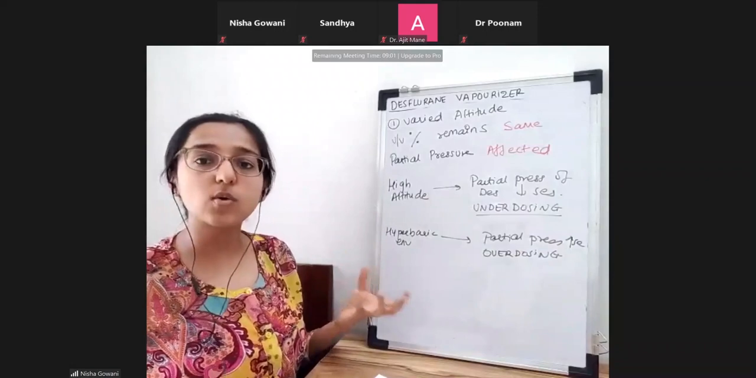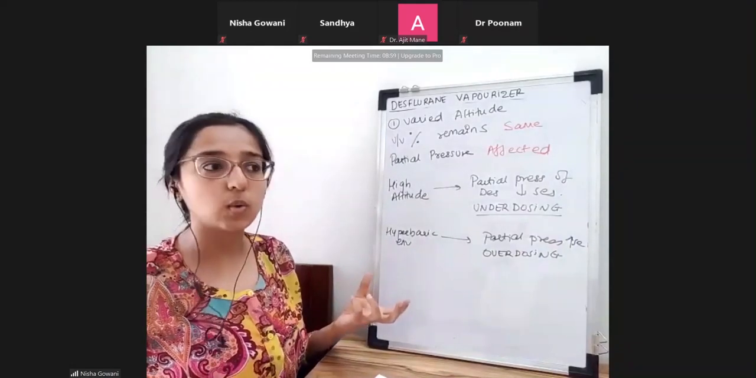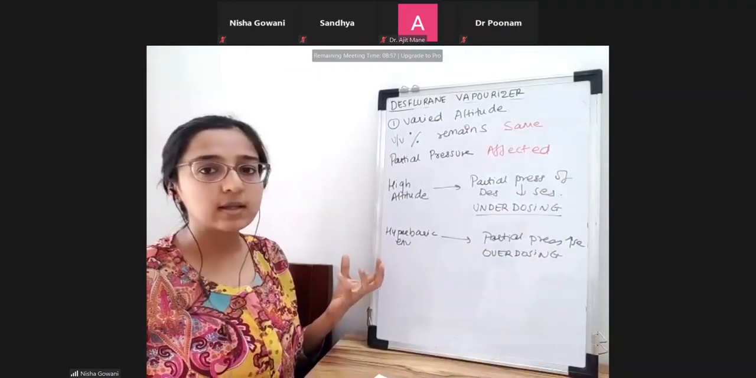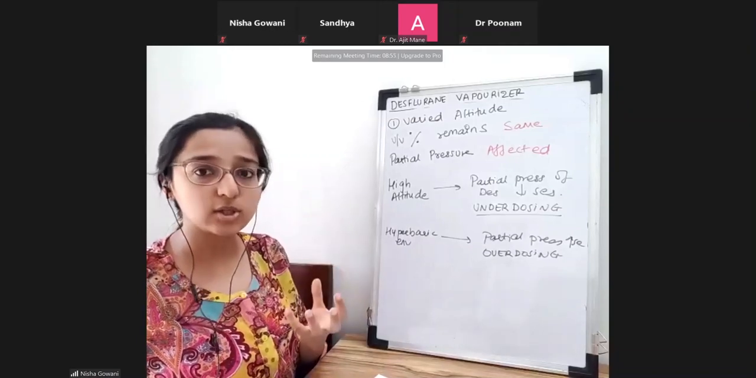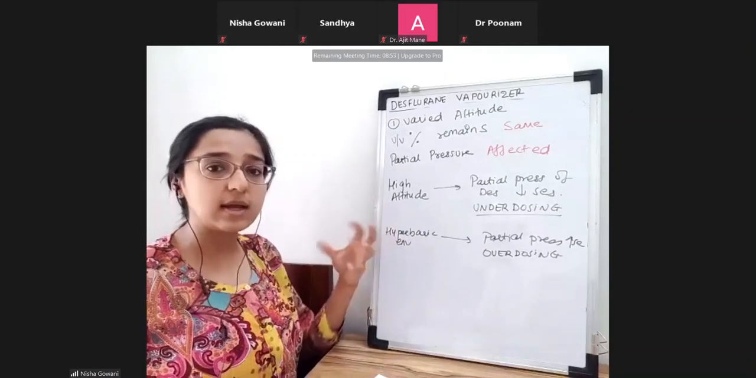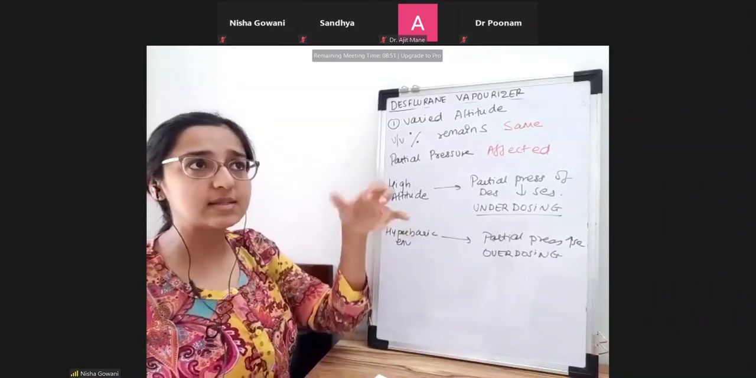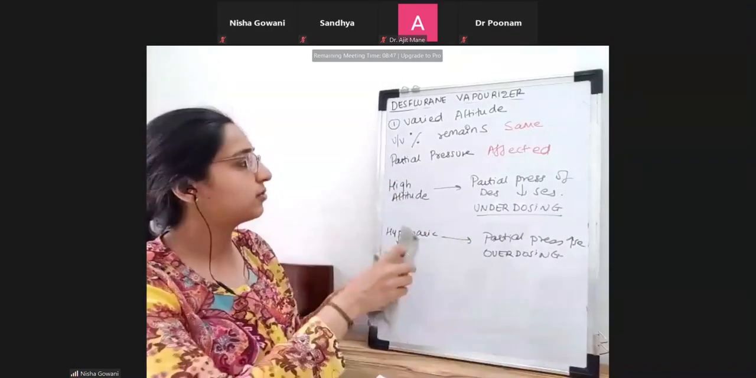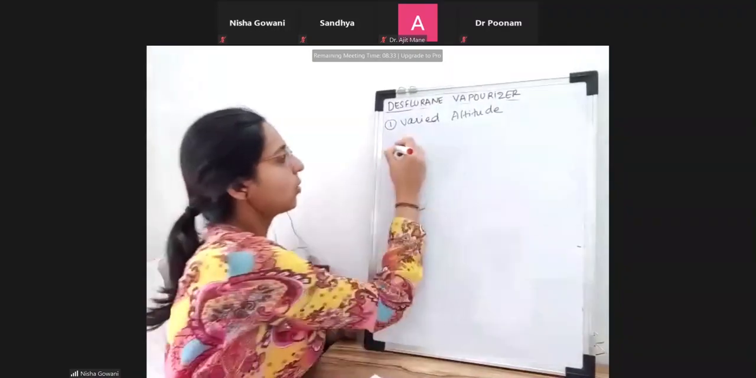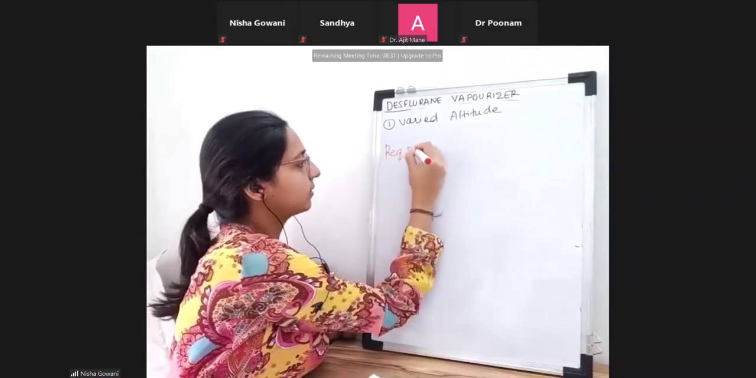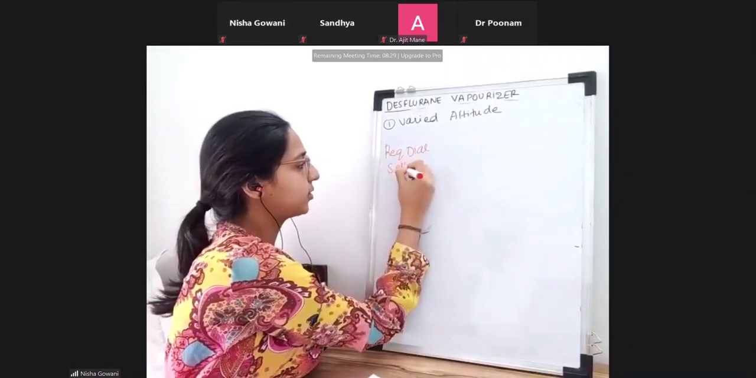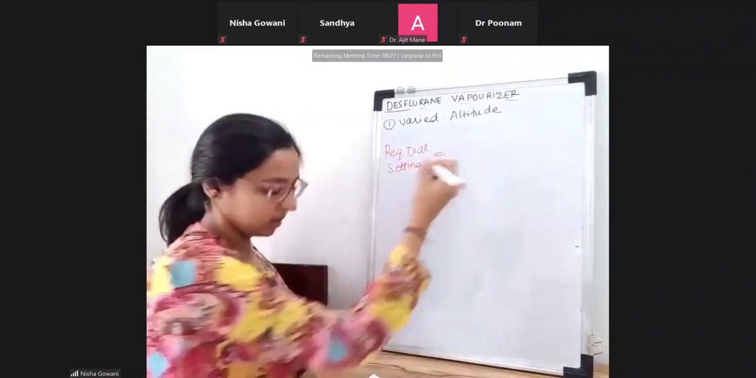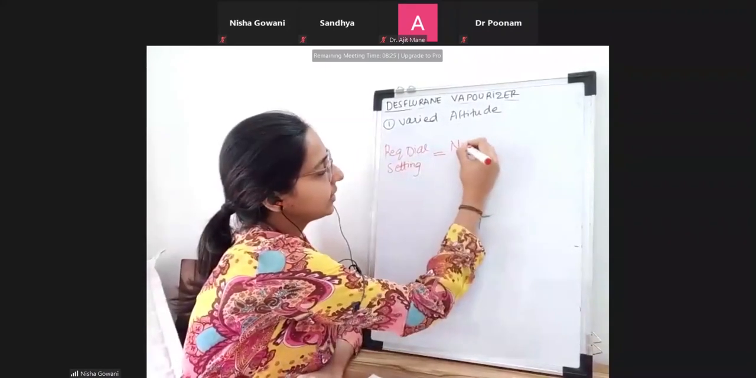Now, how will you know the formula, if I want to deliver 6%, what partial pressure should go? Should I increase it? How much should I increase? Should I make 6 to 8, 8 to 10? Or what should I do? So there is a formula for that. What is the required dial setting that I should keep at that particular altitude? So that is the normal dial setting that I would keep.